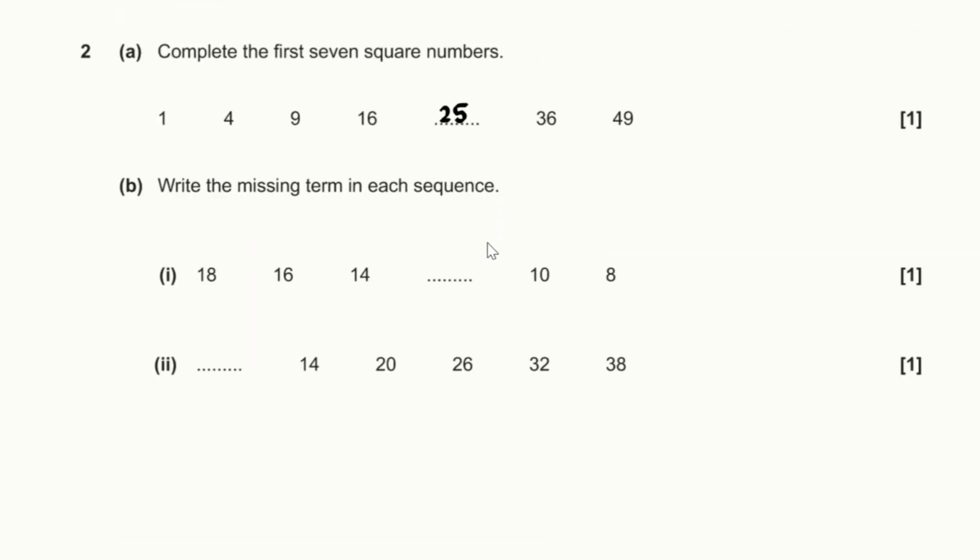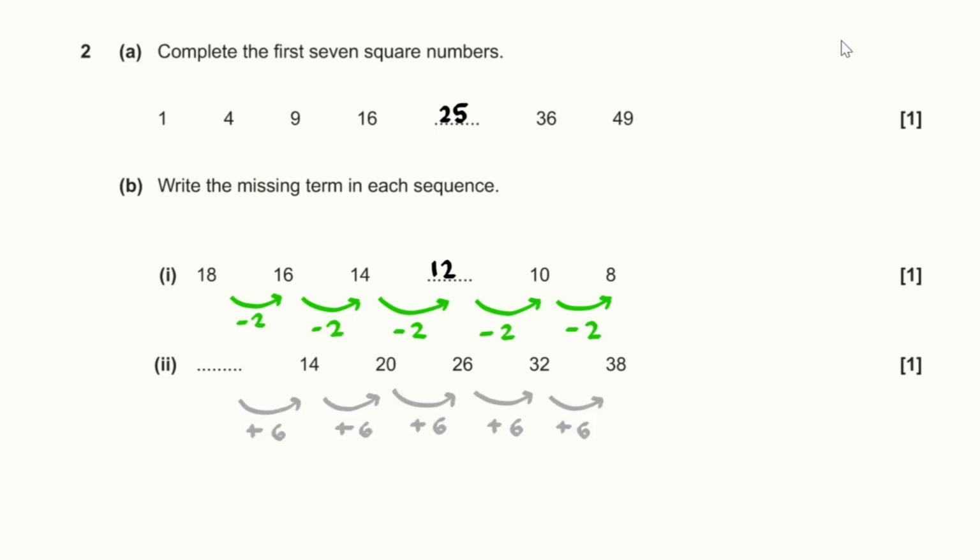For part B, we have to write the missing term in each sequence. You will find in this sequence, to go from one term to the next, we subtract 2. And so 14 subtract 2 is 12. So 12 goes here. Here, for the next sequence, we add 6 to get the next terms. Something plus 6 is 14. Well, here we'd have 8.